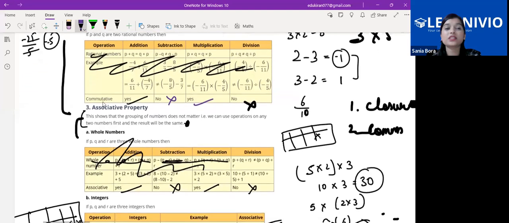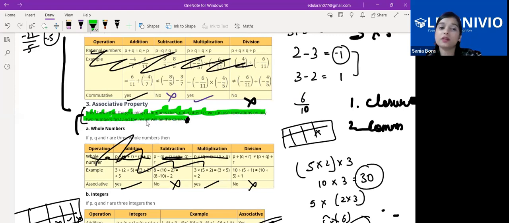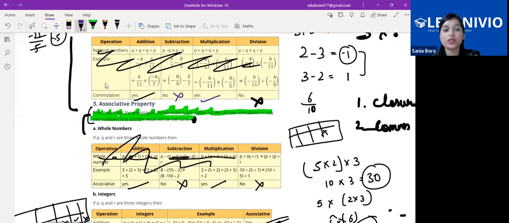Now coming to the next property, which is the associative property. I'm just explaining, and then you will write it all together. This shows that the grouping of numbers doesn't matter. That is, we can use the operation on any two numbers first and the result will be the same. Clear? Now let's understand what it is saying.